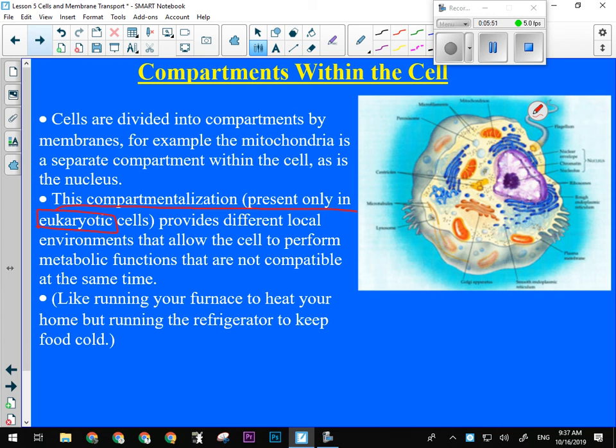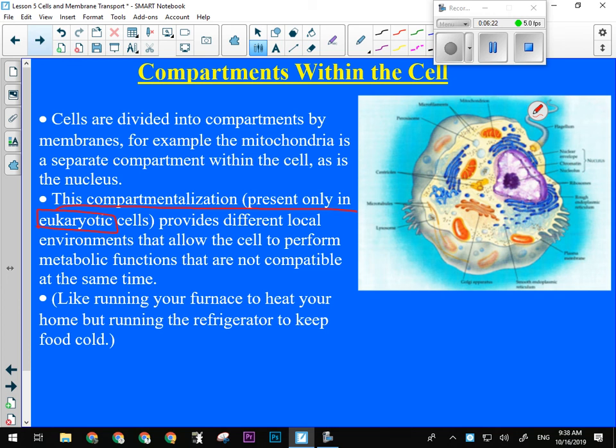Some single-celled organisms are eukaryotes. The ones we looked at the other day are all eukaryotes: the amoeba, the paramecium, and the euglena. They're eukaryotes because they have all those internal structures. A bacteria is a prokaryote. A bacterial cell has basically no membrane-enclosed organelles.